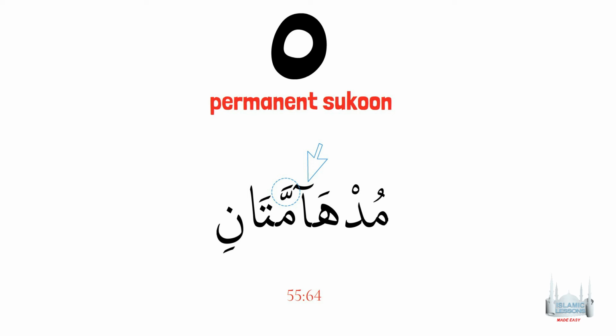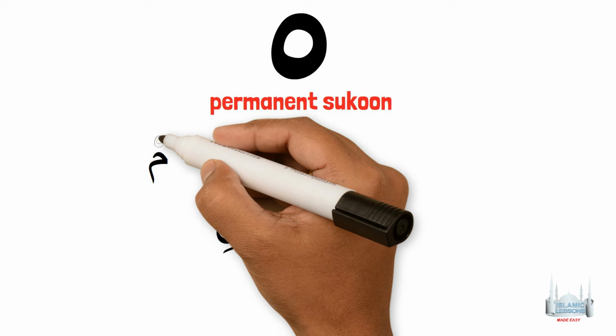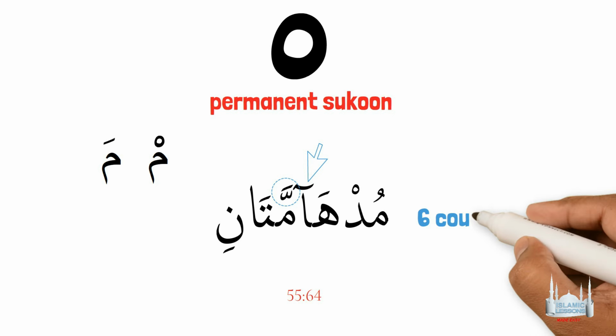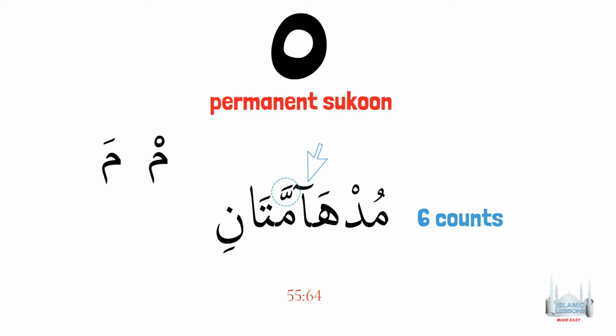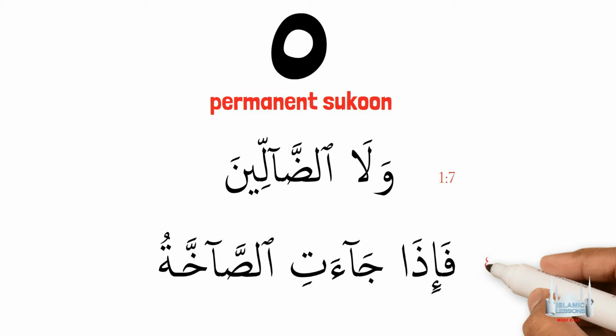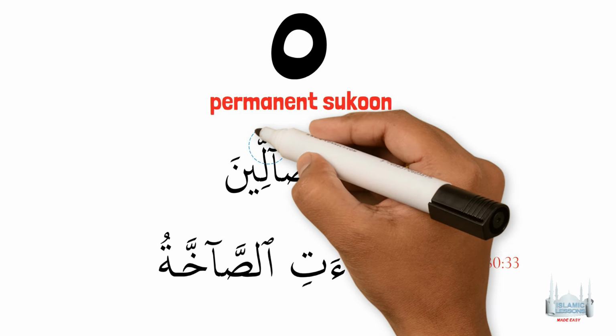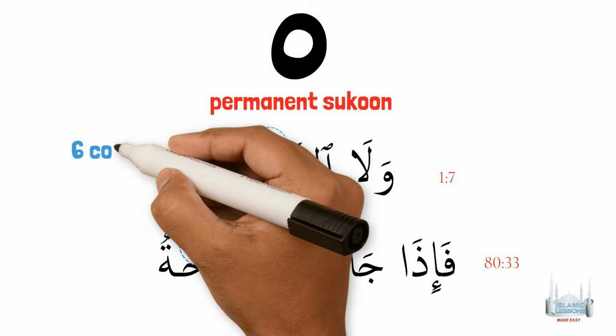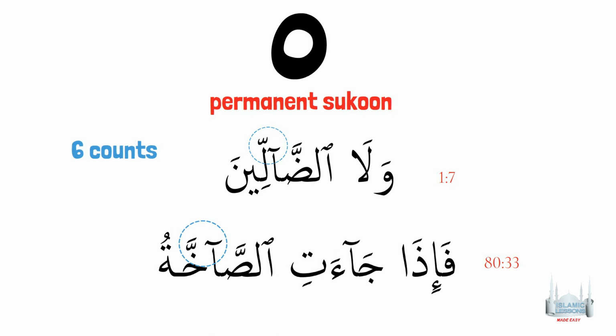Don't forget from our previous videos, we said the shadda is actually a doubled letter. Therefore, the first meem has a sukoon and the second meem has a vowel. Since after the long vowel we see a permanent sukoon, we lengthen the long vowel for 6 counts. It reads mudahammatan. An easy way to remember this one is when you see the mad symbol and after it there is a shadda, then you must lengthen it for 6 counts, just as shown in these examples.